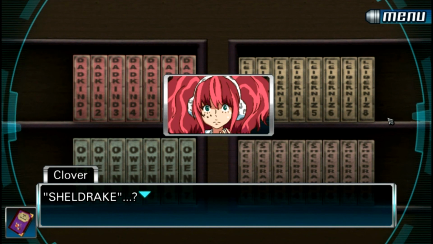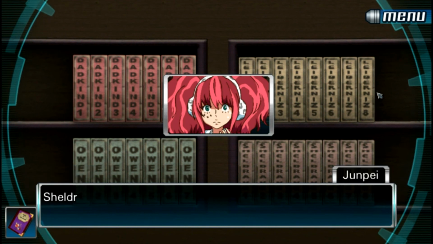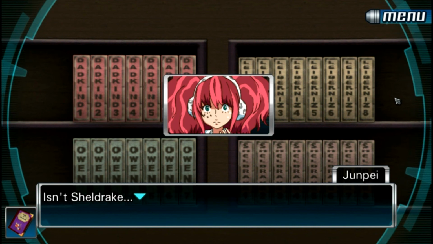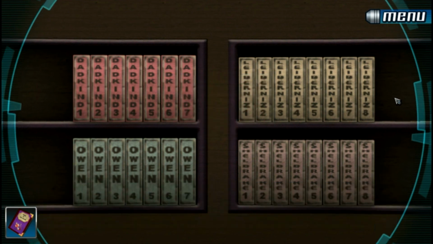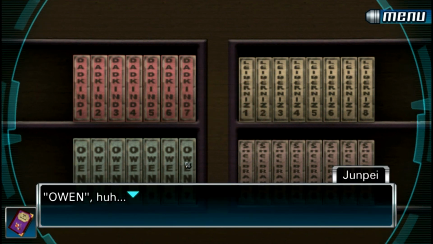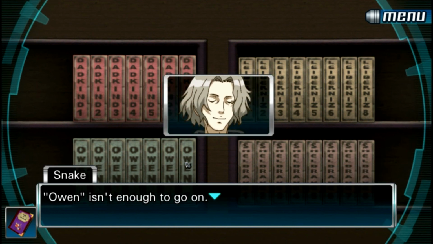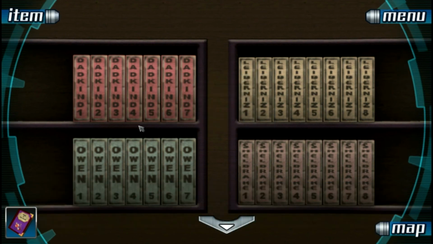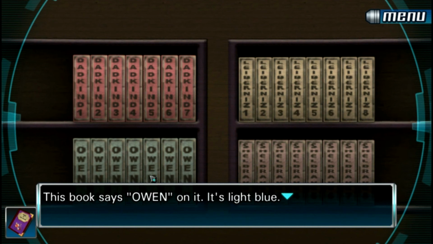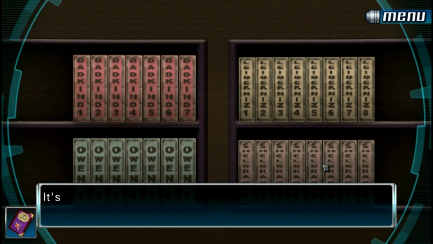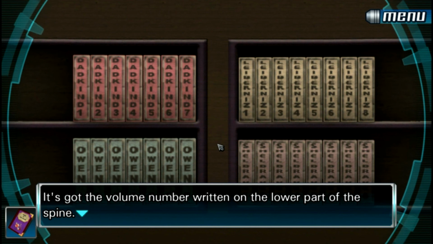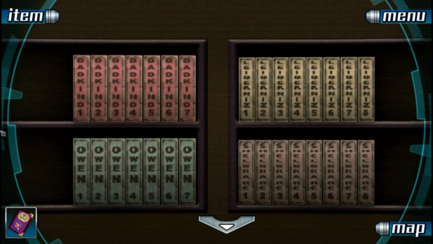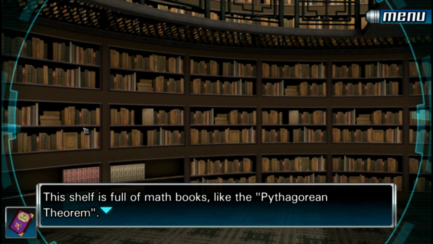Alright, what about this? Sheldrake? Or Drake. I'm gonna assume it's still German. Owen. Huh. Owen isn't enough to go on. Perhaps it's about the English revolutionary? Owen? Owen Wilson? It's got the volume number written on the lower part of the spine. 1, 2, 3, 4, 5, 6, 7, 8. What are we even supposed to do with that?